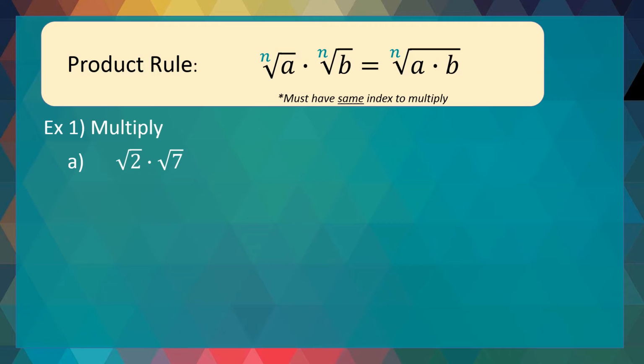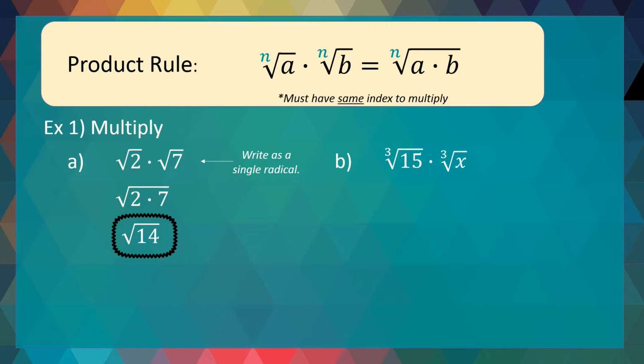Example 1. For a, we have the square root of 2 times the square root of 7. So first, because we're being asked to multiply, check the index. Since they are both square roots, we can write them together as a single radical. So we write it as the square root of 2 times 7. Notice there's no sets or pairs that can come out. So our final answer is square root 14.